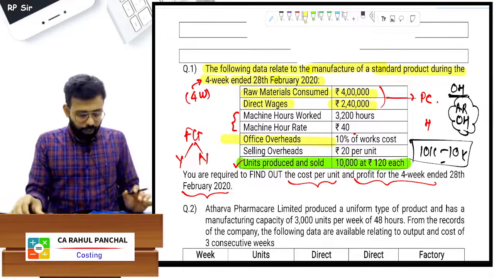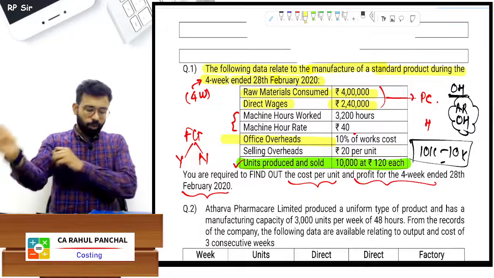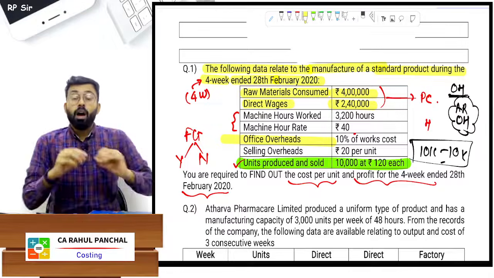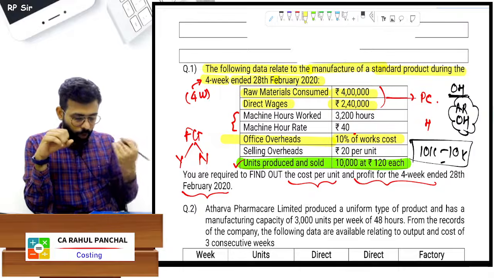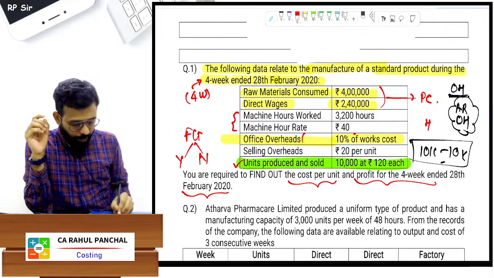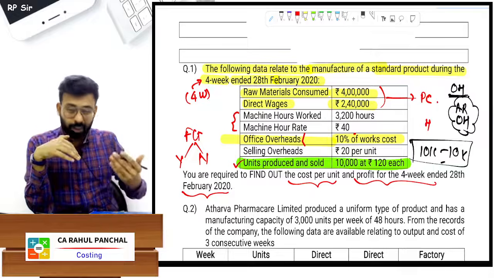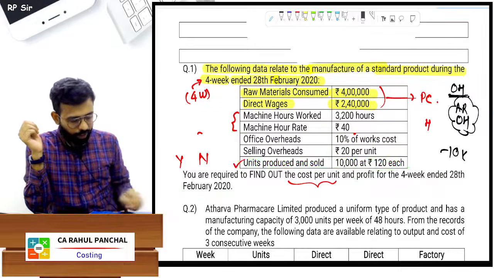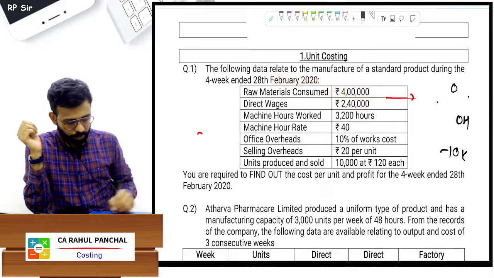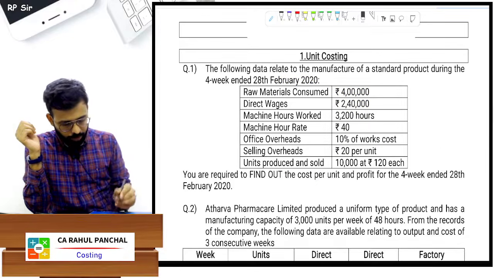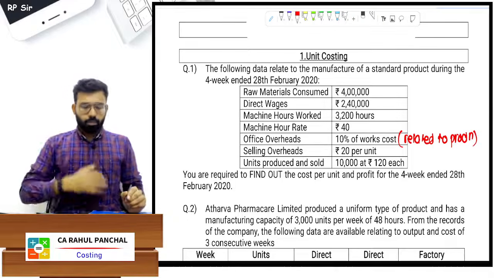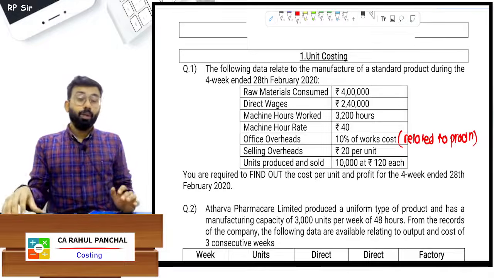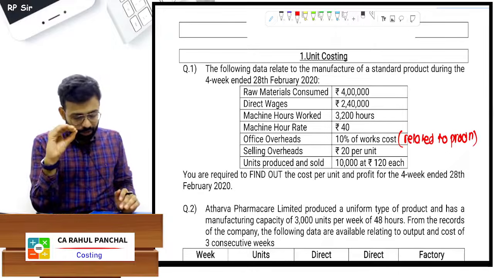Now office overhead. Now if you talk about office overheads, only office overheads is written, nothing is specified in the question, and it is written, it is 10% of works cost. Please write in bracket if at all you have a hard copy, or it will be written later on once you get the hard copy. It is related to production. Please write it down. It is related to production, which is 10% of works cost.